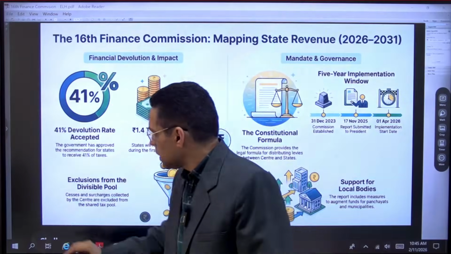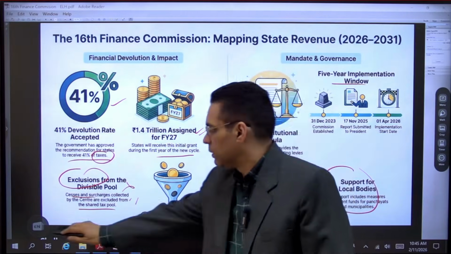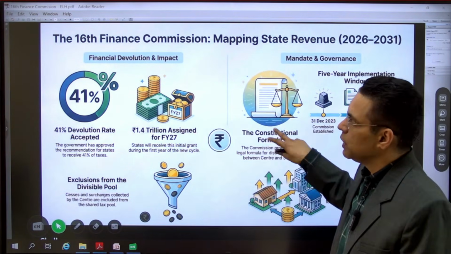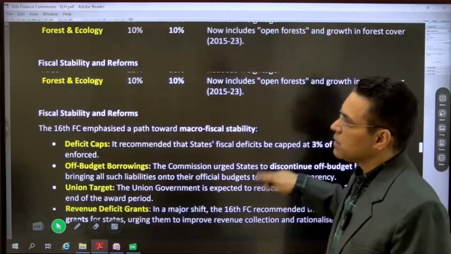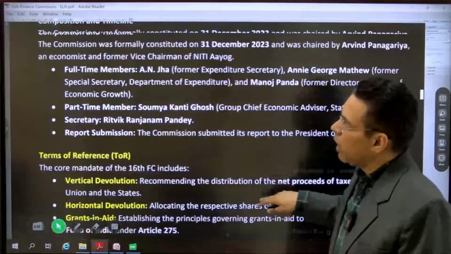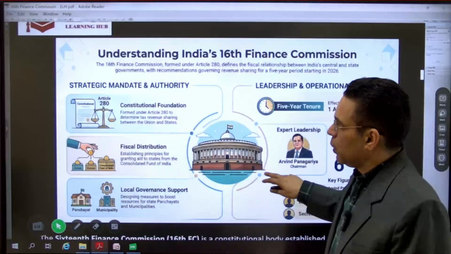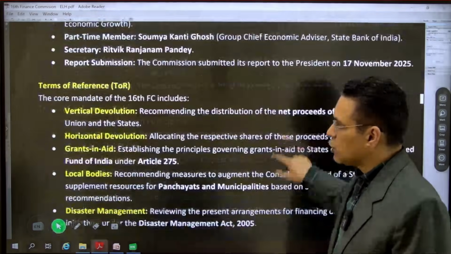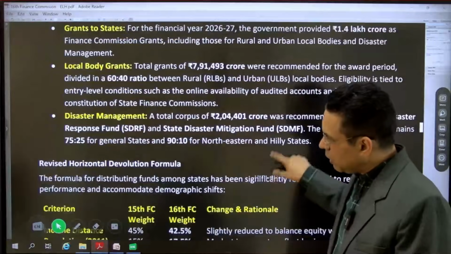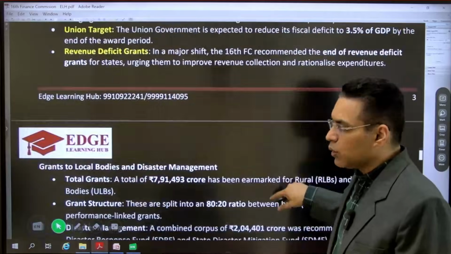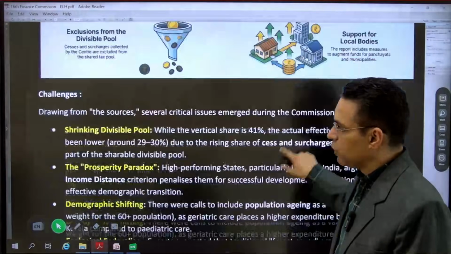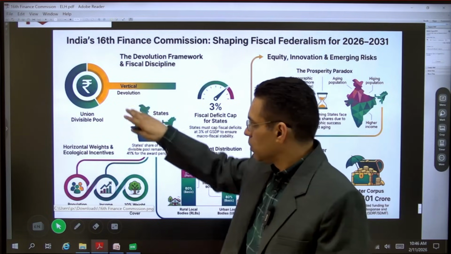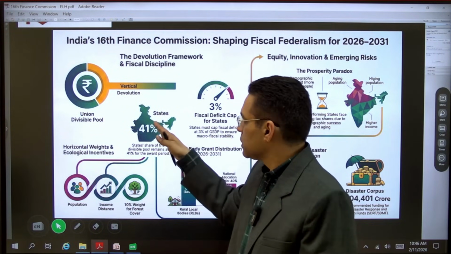Okay. Now the question comes that we have understood which money should be given. Now 41% should be given as per the formula of vertical devolution. Now let's understand the concept of horizontal devolution. Which state should be given how much money, that has to be decided based on the formula of horizontal devolution. So किस state को कितना पैसा मिलेगा, and for that we have to understand, and for that the third infographic will be more suitable. So vertical devolution means the 41% will be given to the states.